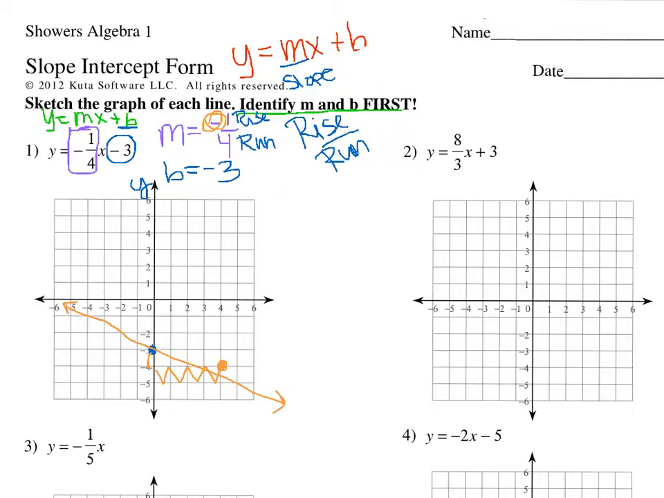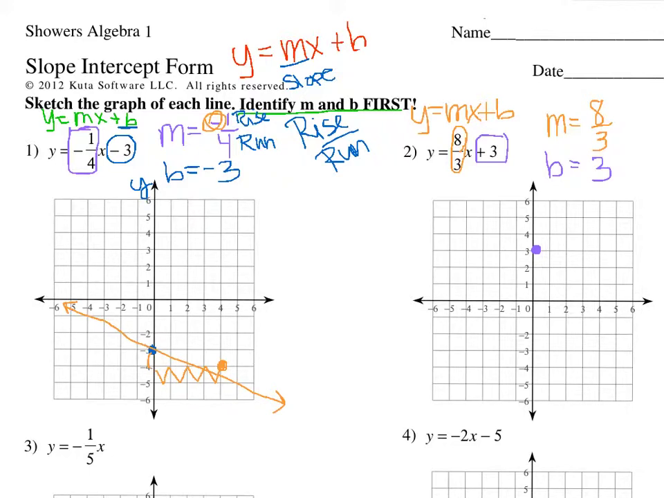So again, on question number 2, I'm going to write my general form, y equals mx plus b, and you guys are going to use this so much that you definitely will memorize it. I'm going to look and see what's right beside the x. That's my slope. So m is 8 over 3. And then I'm going to look for my constant, the number that's kind of off by itself. So in this case, it's going to be a plus 3. So my b value is 3. That's where I'm going to start. So I'm going to put a dot on 3.